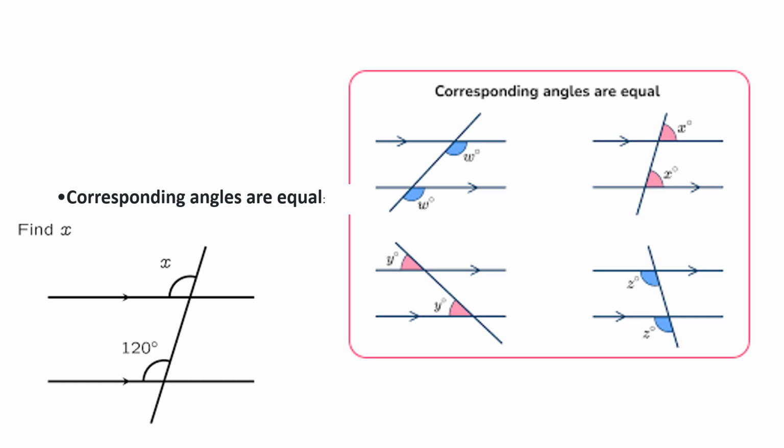So corresponding, we can see the shape of those. The shape on that is this sort of F shape, and that is they're both either above and on the same side of that transversal, or they're both below and on the same side of that transversal, but there's those 4 different ways we can recognise those. But they're always on the same side of the diagonal line, but either both above or both below the parallel lines. So on this one, these are corresponding, so X is 120 because corresponding angles are equal.